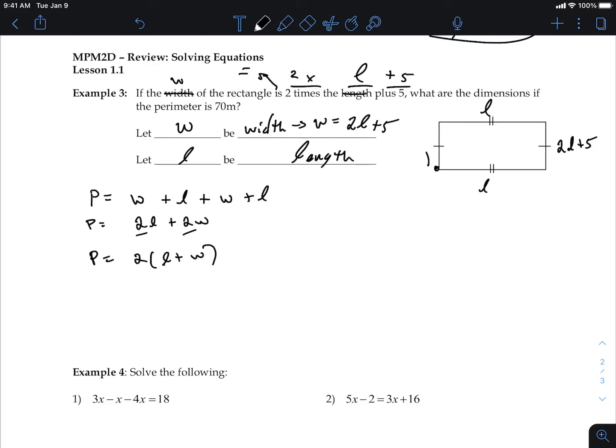So we know the perimeter's number is what? It's asking us for the dimensions if the perimeter is 70. Okay, so 70 is equal to 2L. And what did we say the W was? We said W was 2L plus 5 up here. Well, if W is equal to that, then why can't I just replace it as W down here? So you basically get plus 2L plus 5, because the W is equal to this. Is everybody okay with that?